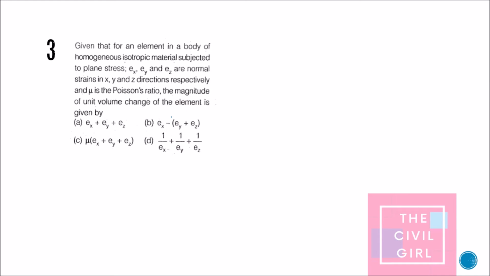Next question. Given that for an element in a body of homogeneous isotropic material subjected to plane stress, Ex, Ey and Ez are the nominal strains, then the unit volume change is what? So what is unit volume change? Volume change, we know it is delta V, and they are saying it is unit volume, therefore we need the volumetric strain. So volumetric strain is equal to simply Ex plus Ey plus Ez.